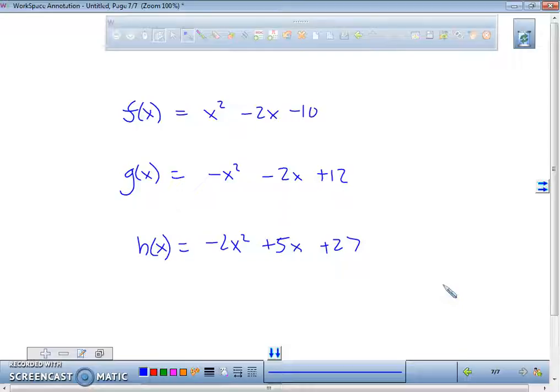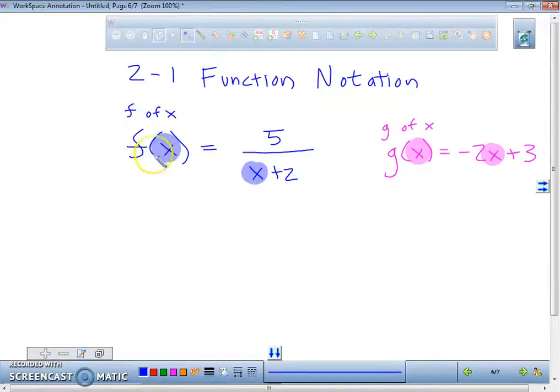Function notation helps you organize functions, and so I could have a list of 20 functions, and automatically I could just say, look at c of x, and you would know exactly which function I'm talking about without having to look through all the values. Okay? So we're going to go back here and look at this right here.